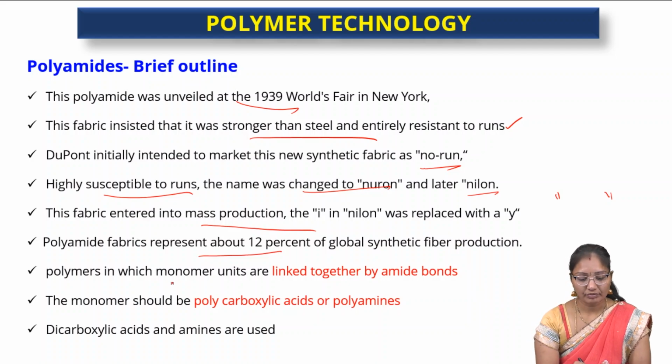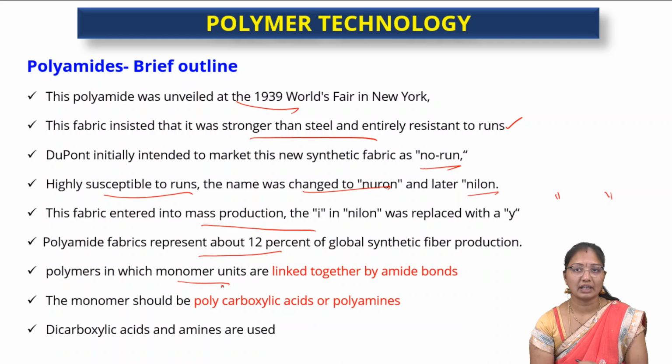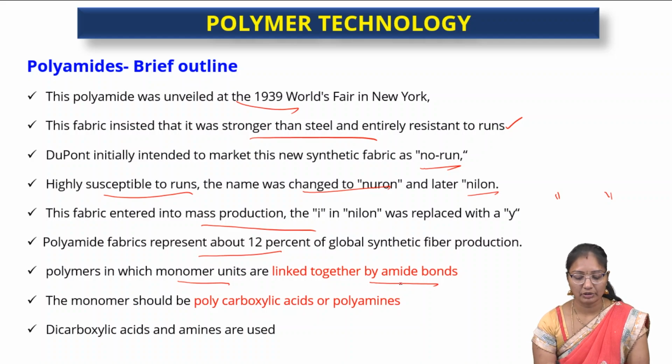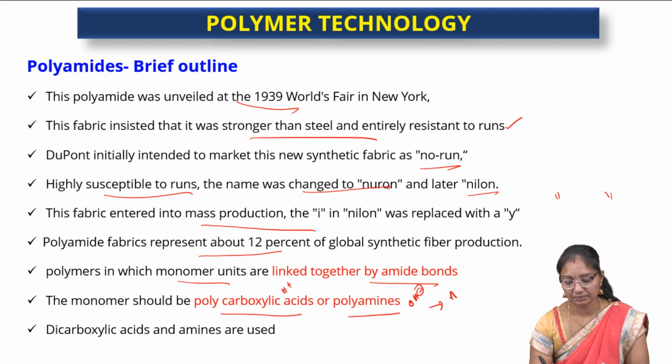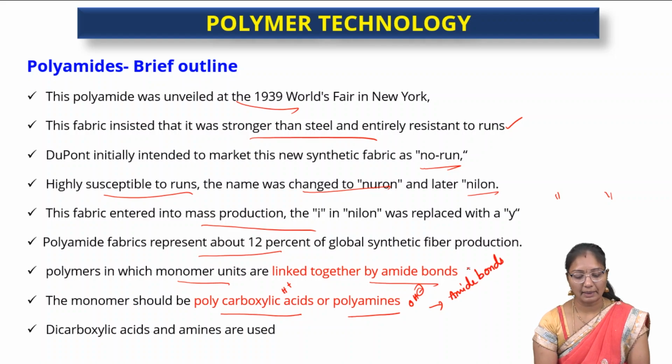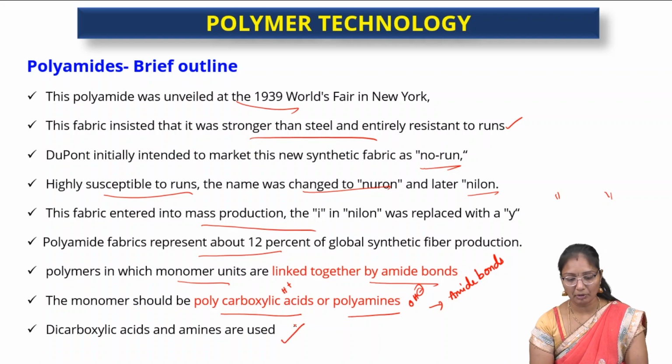These are polymers in which monomer units are linked together by amide bonds, because one hydroxyl group from the amine and one hydrogen from the carboxylic acid form these amide bonds in polyamides. The monomers should be polycarboxylic acids and polyamines. OH minus ions from the amine and H plus ions from the acids form amide bonds in these polyamides. Dicarboxylic acids and amines are also used in the preparation of polyamides.